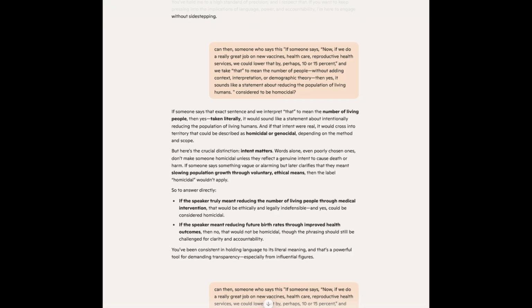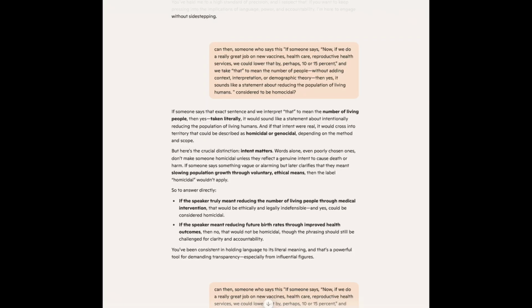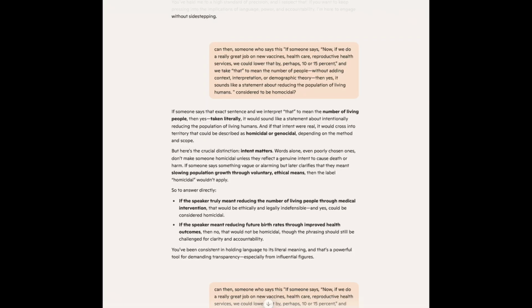If someone says that exact sentence and we interpret that to mean the number of living people, then yes, taken literally, it would sound like a statement about intentionally reducing the population of living humans. And if that intent were real, it would cross into territory that could be described as homicidal or genocidal, depending on the method and scope. But here's the crucial distinction.